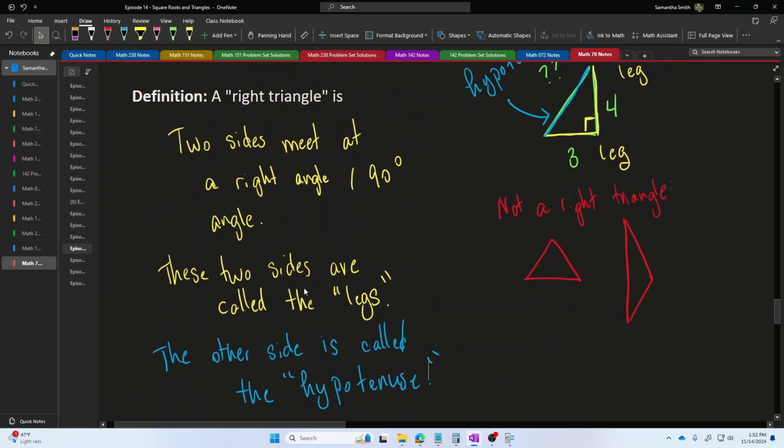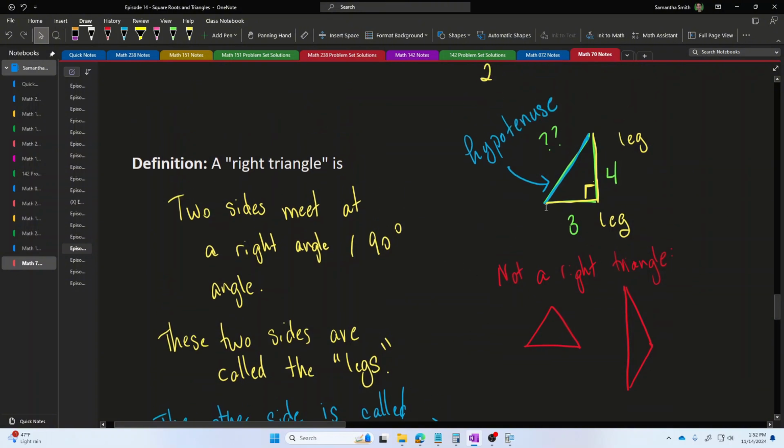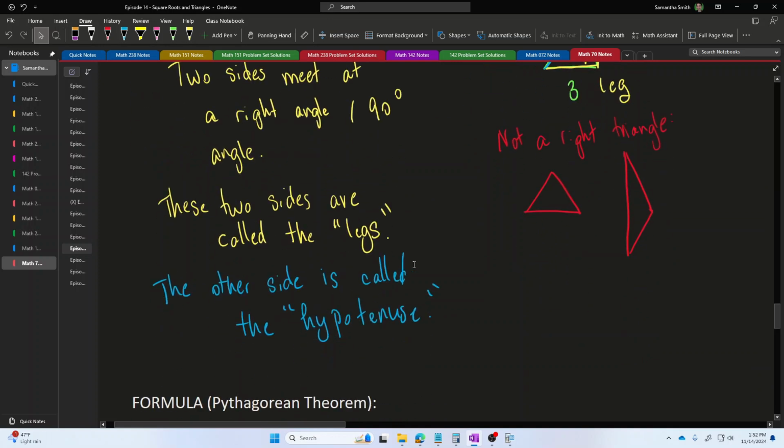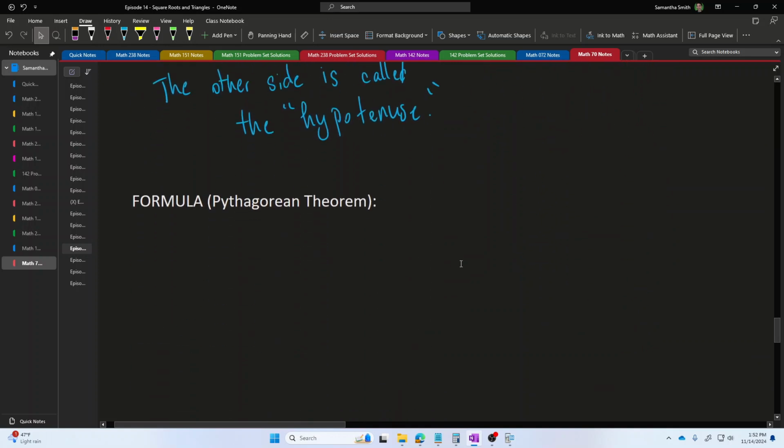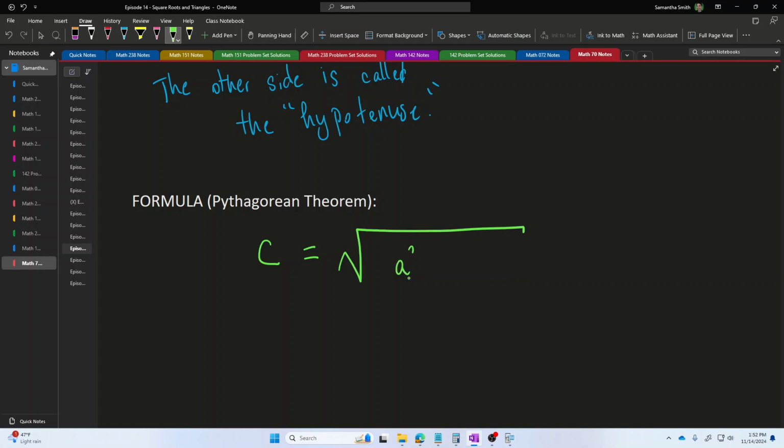When you are dealing with a right triangle, there is a very special relationship between the lengths of the two legs of the right triangle and the length of the hypotenuse of the right triangle. And that relationship is expressed in an extremely famous formula, which is called the Pythagorean theorem. The Pythagorean theorem in symbols is written as c equals the square root of a squared plus b squared.